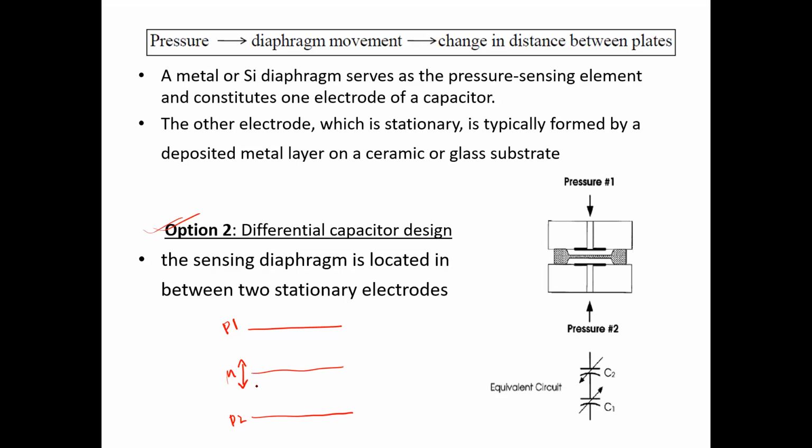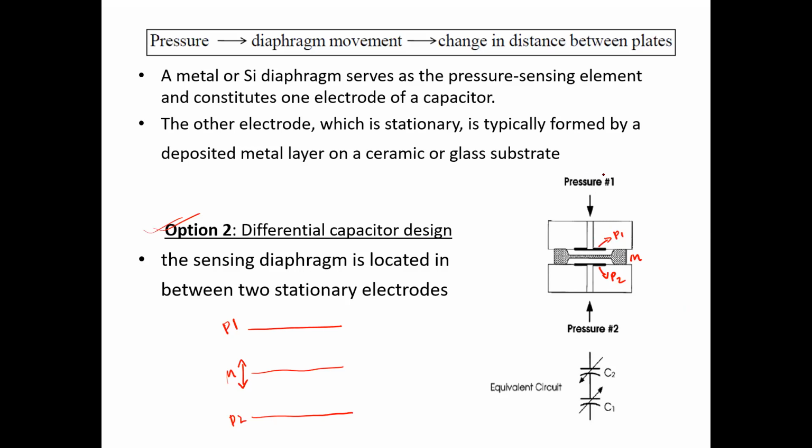This sort of arrangement can also be done by placing a metallization on the upper side of the diaphragm as well. Similarly, on top of a ceramic substrate, another metallization layer is used. In this case, this is P1, this is P2, the two fixed layers, and the diaphragm is going to work as the movable plate.